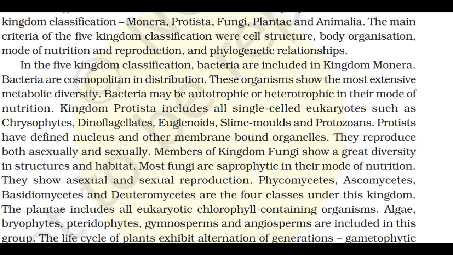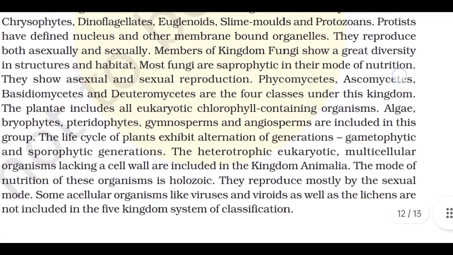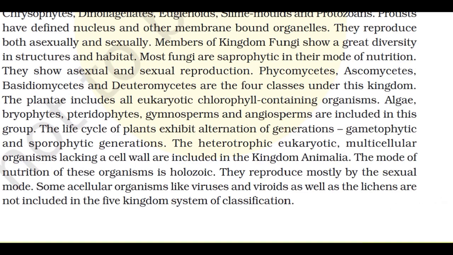Members of kingdom Fungi show a great diversity in structures and habitat. Most fungi are saprophytic in their mode of nutrition. They show asexual and sexual reproduction. Phycomycetes, Ascomycetes, Basidiomycetes, and Deuteromycetes are the four classes under the kingdom. The Plantae includes all eukaryotic chlorophyll-containing organisms. Algae, bryophyte, pteridophyte, gymnosperm, and angiosperm are included in this group.